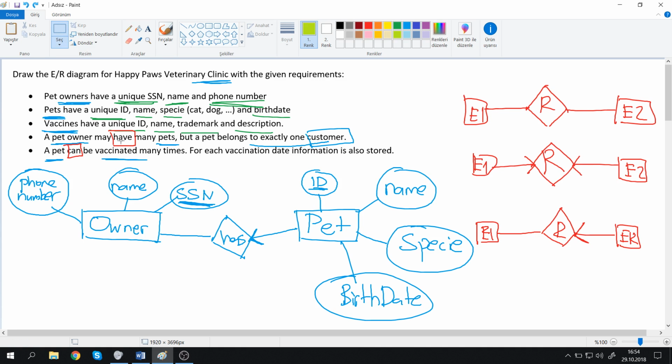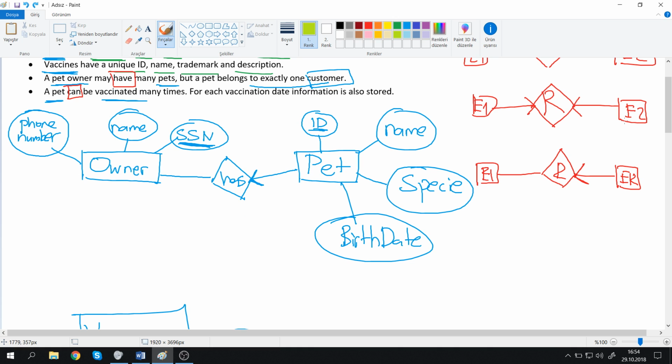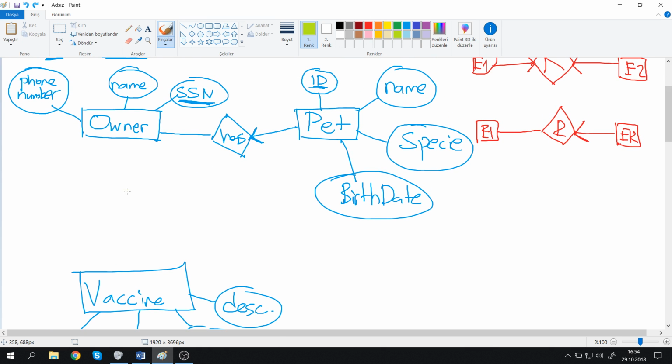We did this one, and with the pet and vaccine, we have another relation. A pet can be vaccinated many times. For each vaccination, date information is also stored. So some people, thinking of vaccine as an instance of vaccine, put the date information into the entity, but for the correct solution, what we need to do is to add an attribute to the relation.